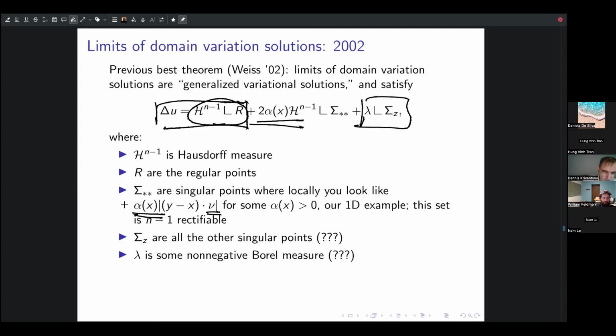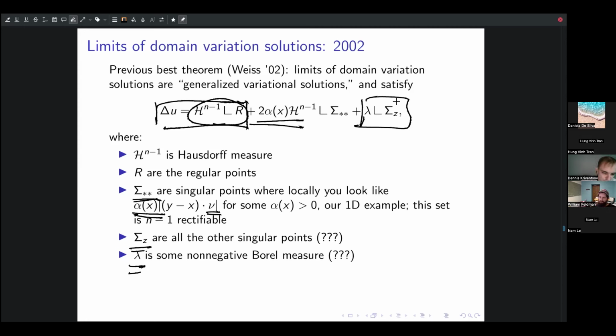Georg could prove interesting things about this. He can prove that this is rectifiable, for example. But he could not prove anything about these other things. There's no estimate on the size of the set. It could maybe have positive Lebesgue measure. And there's no estimate on this Borel measure. So it's not really clear what this term here is doing, whether it should even be here, or what the deal is.